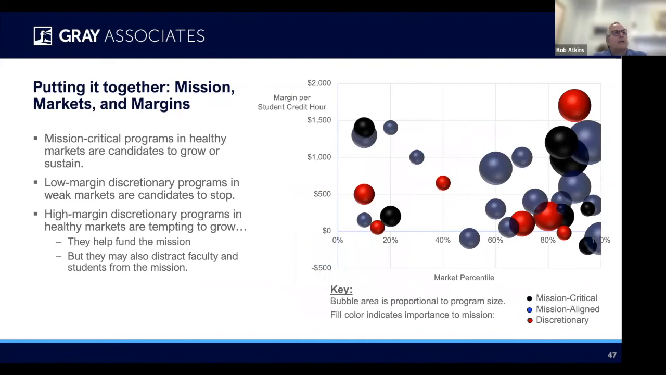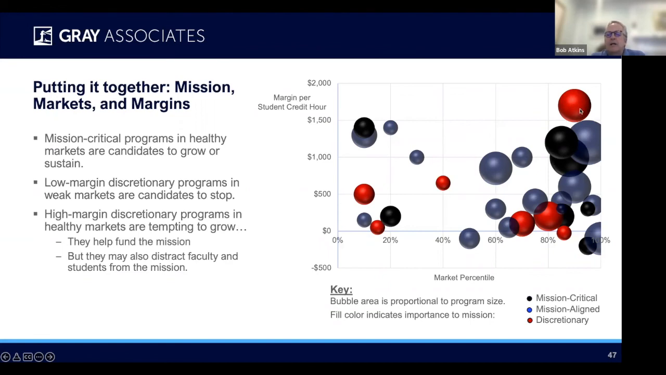So when you get to the end of this and you want to think about your program portfolio, what we've got here is, I think, a very helpful graphical display. No program names on it, but the darkest color here is mission critical. The medium is mission aligned, and the reds are discretionary. That's not a good, better, best. It's just that some things are closer to your mission than others. And you begin to worry about a red bubble up here where it's really not on mission. It's discretionary, could or couldn't.